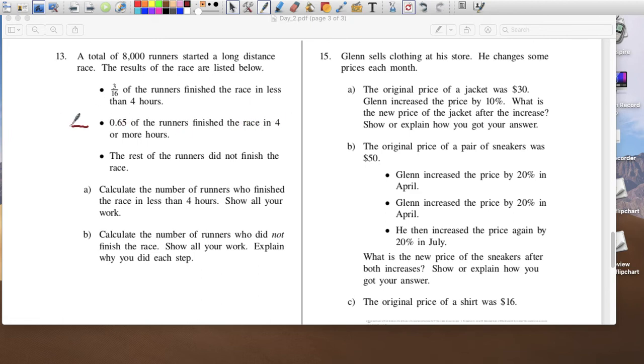Now I'm just going to quickly change this to 65% if you're more comfortable with that, or 65 hundredths. So I just wrote it in 3 different ways depending on what we needed. And the rest of the runners did not finish the race. So calculate the number of runners who finished the race in less than 4 hours.